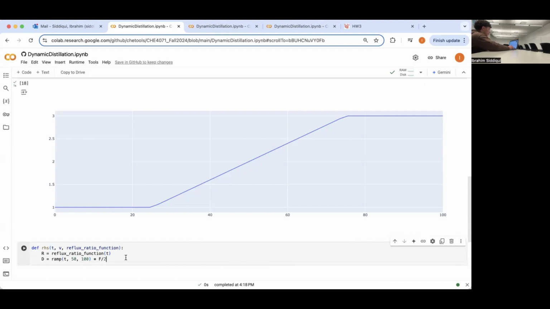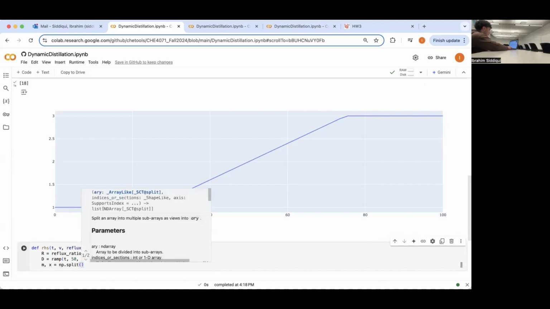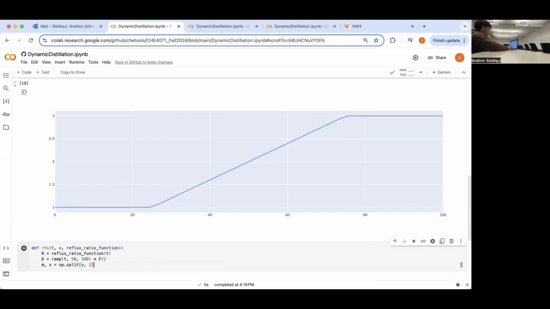Okay, then now that we have our distillate set up based off of our ramp, we can set two values that are essentially going to be equal to our vectors. So we have M and x, and we're essentially splitting up these values of M and x into our vector, pretty much splitting it up into 2. So we can have our vector and we can have 2 right here.